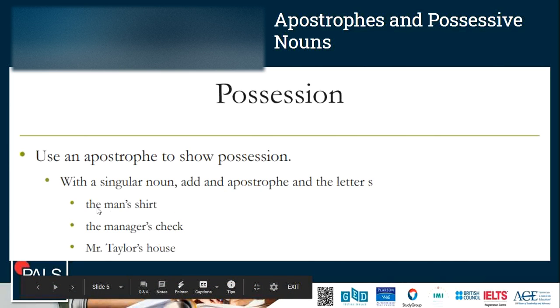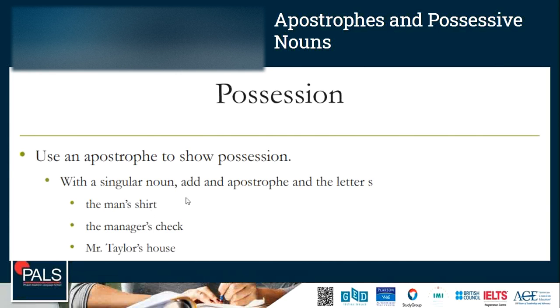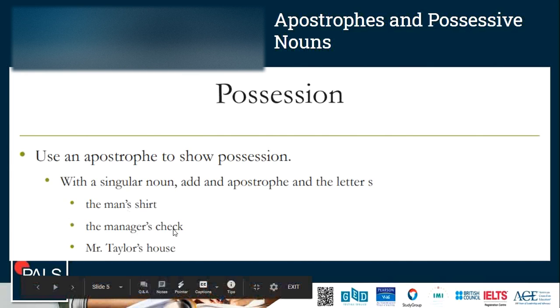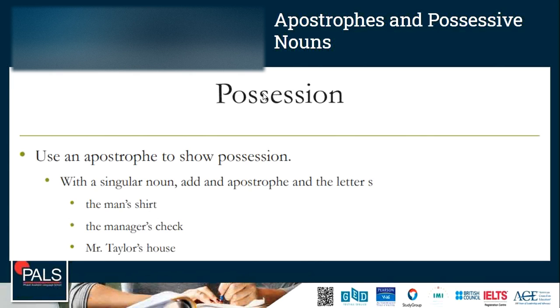Okay, alright, so the man's shirt. Singular noun. Of course, a man is a singular noun. And we want to show that this man owns this shirt. So what do we do? We put an apostrophe and an S. The manager's check. We have one manager here, and he owns the check. Mr. Taylor's house. So Mr. Taylor is the owner of the house, so we put an apostrophe S to show possession.